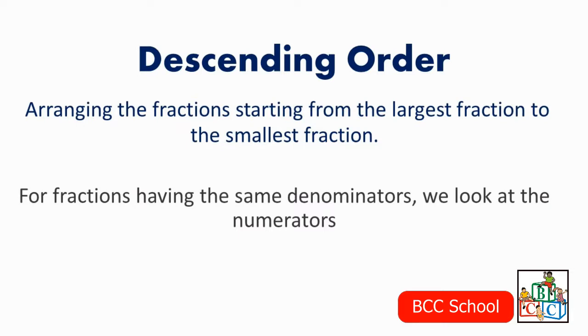Descending order. What is descending order? In descending order, we arrange the numbers starting from the largest to the smallest. Here, we will arrange the fractions starting from the largest to the smallest. If the fractions have the same denominators, we need to look at the numerators.